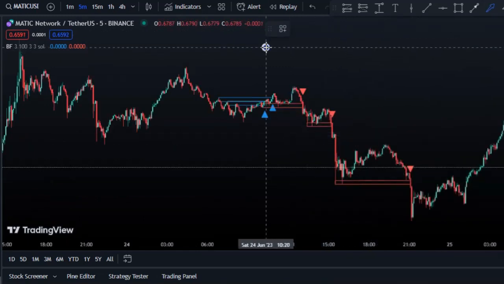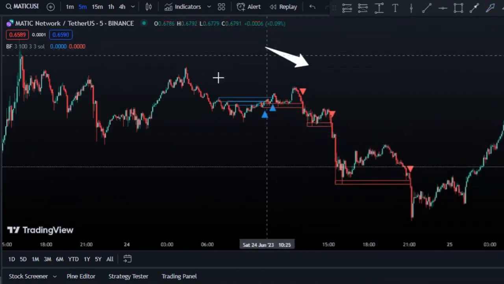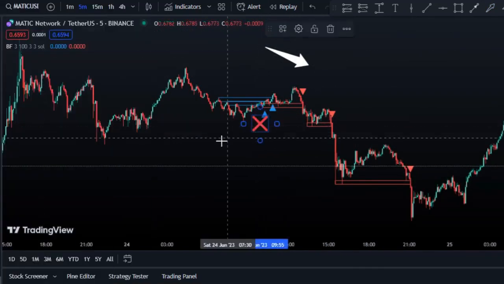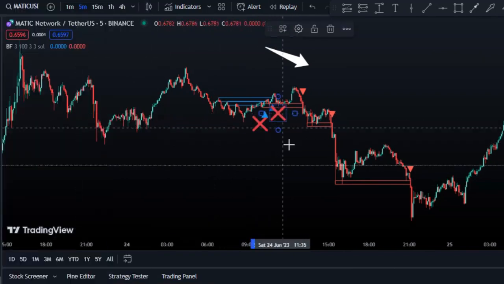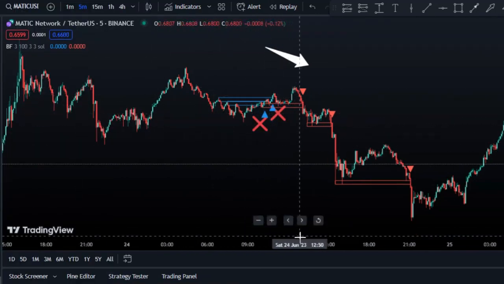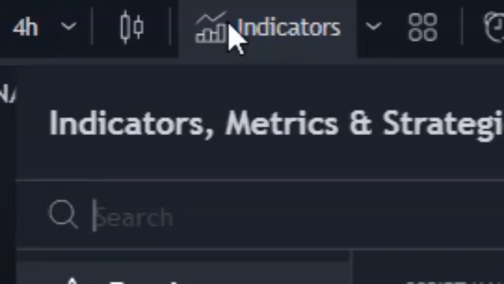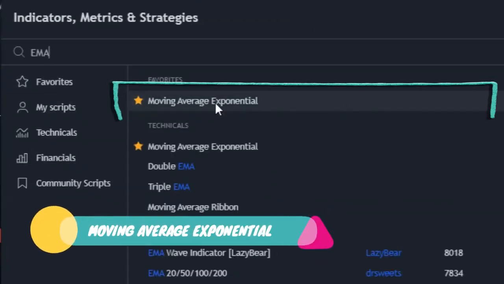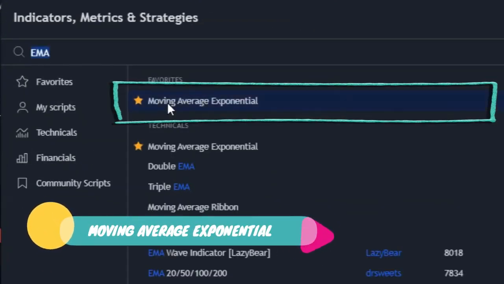Additionally, despite a downward market trend, 2 buy signals were generated by the indicator, requiring us to eliminate these signals by identifying the trend. The best solution for easily recognizing the trend, whether for beginners or professionals, is to use the moving average exponential or EMA indicator.